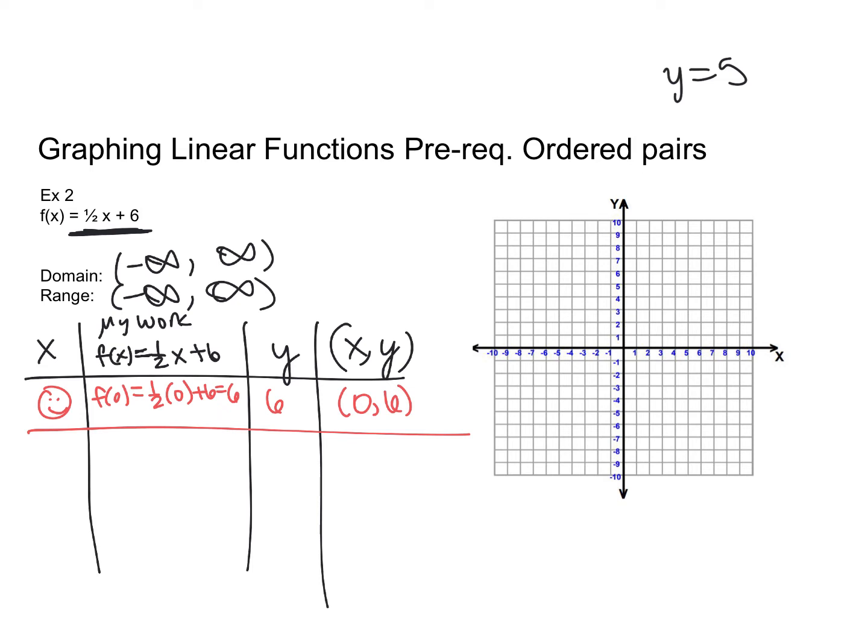Now, here's the deal. If I choose 1, which is not necessarily a bad choice, I do want to show you what happens and why I personally would not pick 1. So let's say I pick 1 and I plug 1 in.